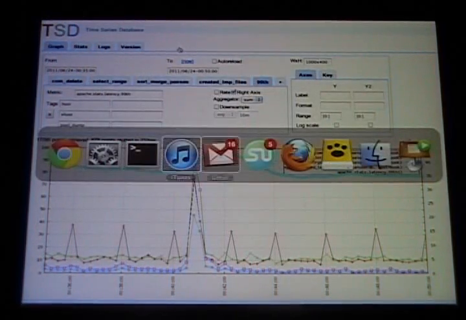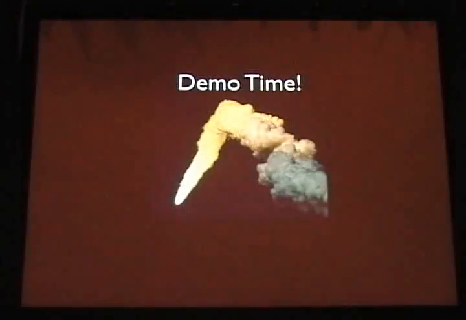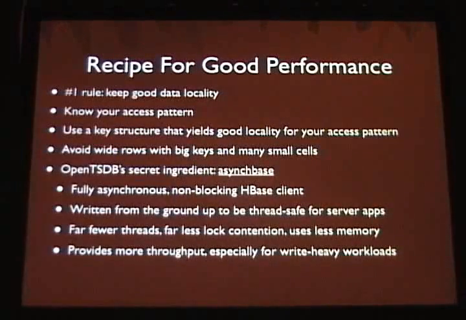So let's go back to the presentation real quick. Let me give you the recipe for good performance. The first rule is you need to keep good data locality. That means that when you query HBase, for instance, you need to query HBase in such a way that all the data you are going to access is next to each other. So that means you need to know your access pattern ahead of time, and then you need to use a key structure that's going to yield good locality when you access HBase.